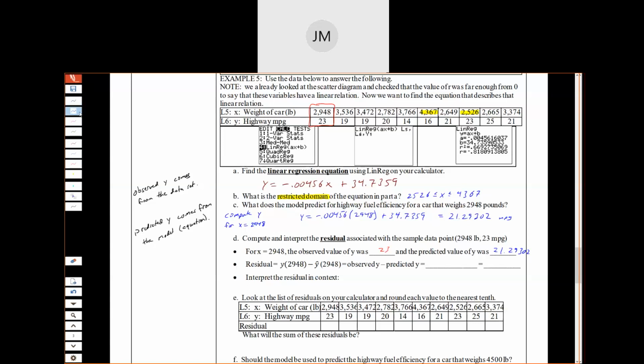So my residual, written in function notation, is y when x is 2948 minus y hat, which is the one on my model, my predicted line, when x is 2948. So I take my observed y minus my predicted y. The observed y we just said was 23, minus the predicted y, which is 21.29302. And when I subtract those, I get 1.7 and change.